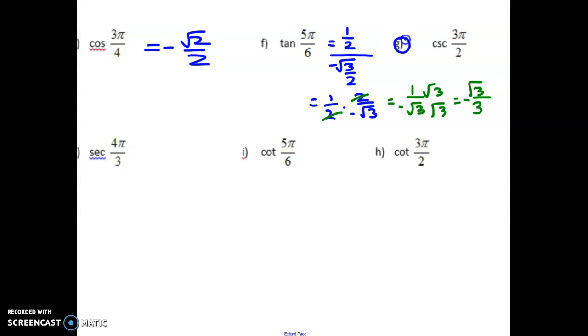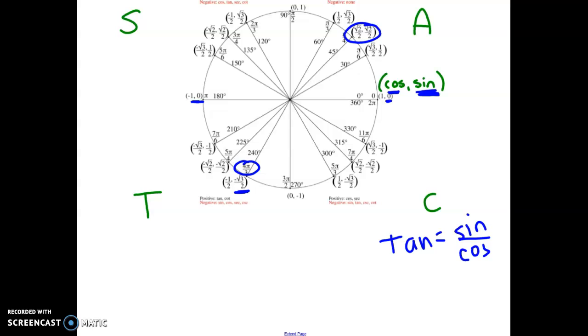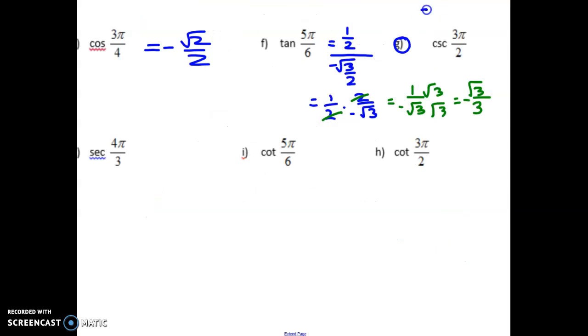Part G is cosecant at 3 pi over 2. So cosecant, remember that that's the reciprocal of sine. So if I go back and look at my unit circle, 3 pi over 2 is down here, and I'm looking down here, okay, sine is at negative 1. So if sine of 3 pi over 2 is at negative 1, then cosecant is going to be the flip of negative 1. You're going to flip that value because we're talking about a reciprocal. So that means it'd be still negative 1.